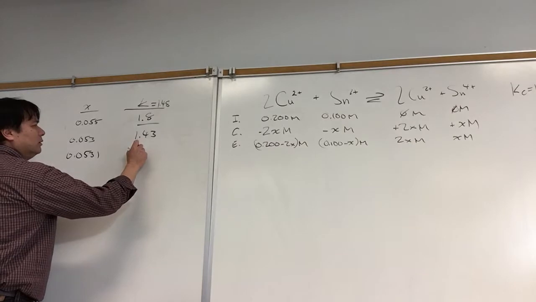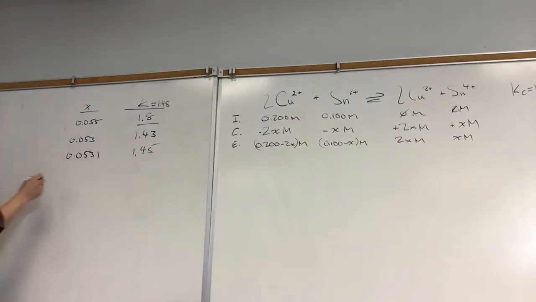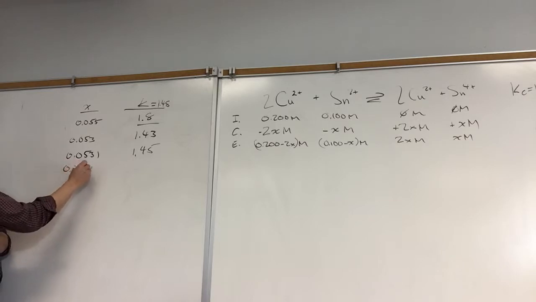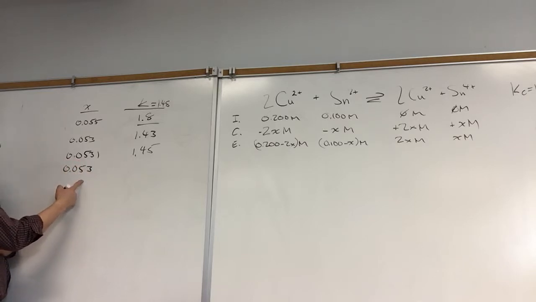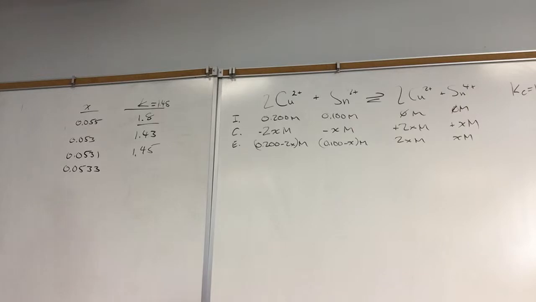1.45, still too small. 0.053, 3 or 2? What do you want to do? 3.3, 3.2, 3.3. All right. Do it. 1.486. Ooh.